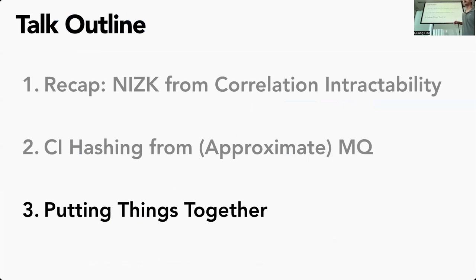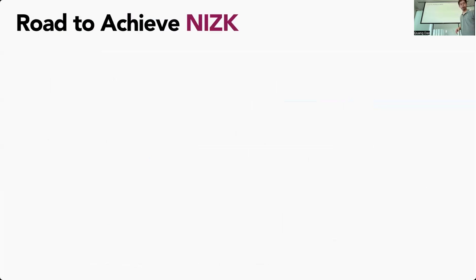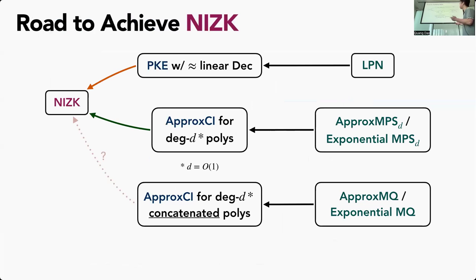Right. So now I've shown you how the template works and two candidate constructions of CI hashing, either from MQ or from higher degree analogs. So let's go back to trying to achieve NIZK. And the road looks something like this, right? For the first and the second line, we can directly get NIZK. But what about the third line? I said we have some relaxation. Is that relaxation enough? It turns out that it is enough.